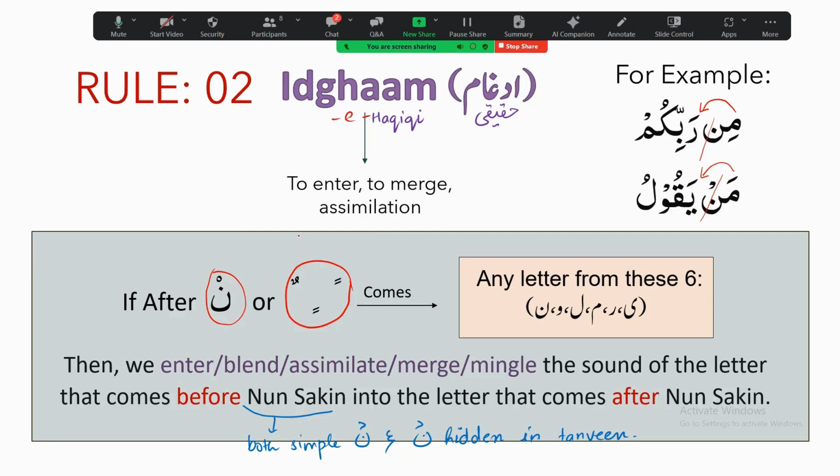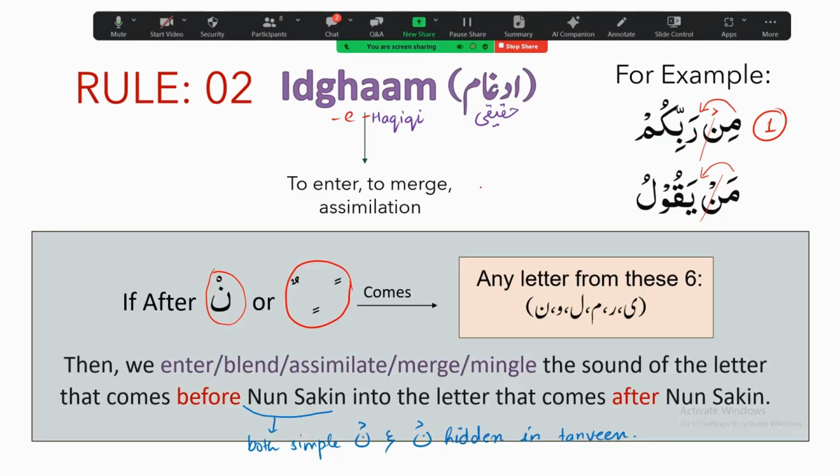Okay, so let's see an example, making things easy for you. You see in front of you the example here, min rabbikum. In this example, you see a Noon Sakin here, right? If there isn't any symbol, that too is a vowel-less indication. So here, min rabbikum. We would have articulated it like min rabbikum.